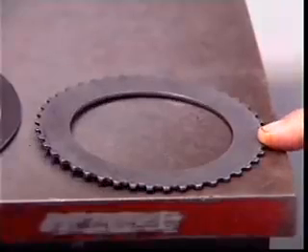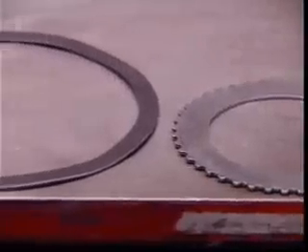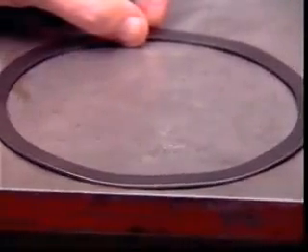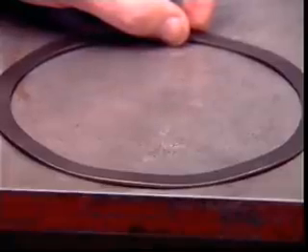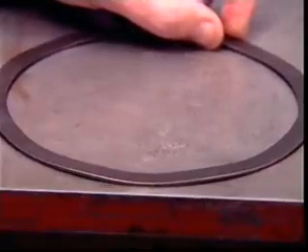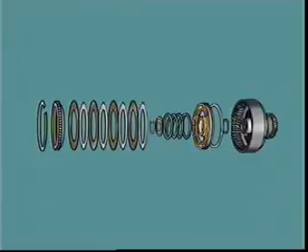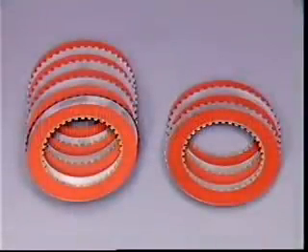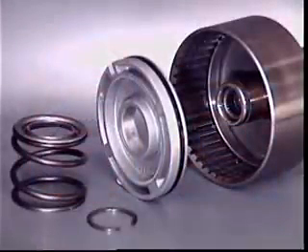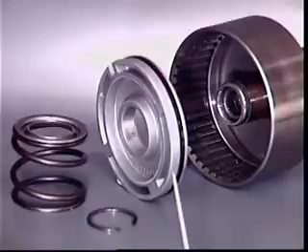The steel plates may be dished or waved, with alternate high and low segments. This design promotes smooth engagement. The size and number of plates in a clutch pack depends on the maximum torque it is required to transmit. 3 to 5 plates of each type are commonly used. The plates are pressed together for engagement by a hydraulically operated piston.